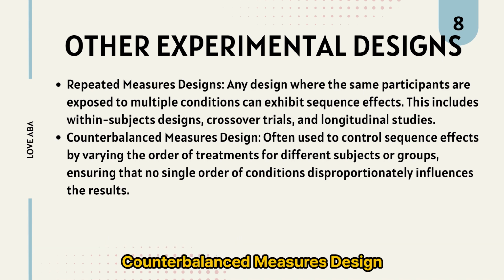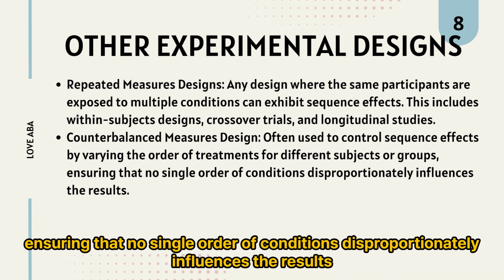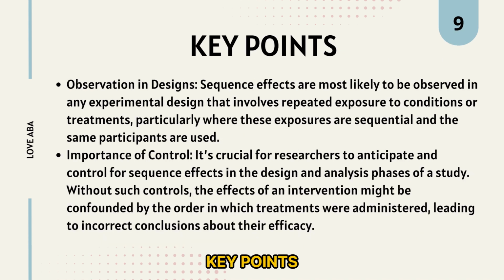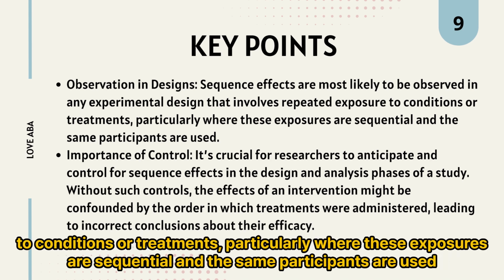Counterbalanced measures design. Often used to control sequence effects by varying the order of treatments for different subjects or groups, ensuring that no single order of conditions disproportionately influences the results. Key points. Observation in designs. Sequence effects are most likely to be observed in any experimental design that involves repeated exposure to conditions or treatments, particularly where these exposures are sequential and the same participants are used.